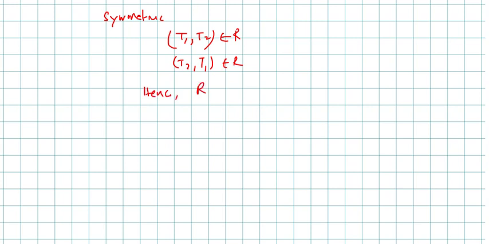Okay. Next, is R symmetric? For the symmetric check, consider two triangles T1 and T2. If T1 is similar to T2, that means T2 is also similar to T1, as simple as that. Hence, R is symmetric.